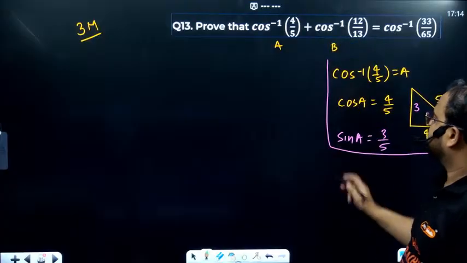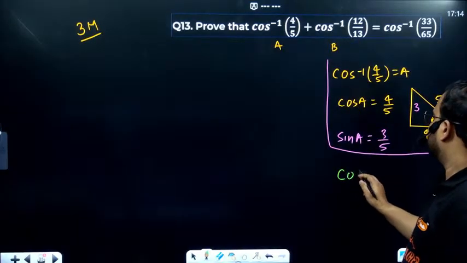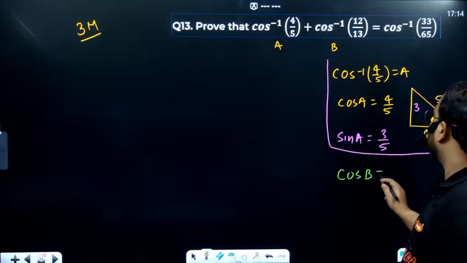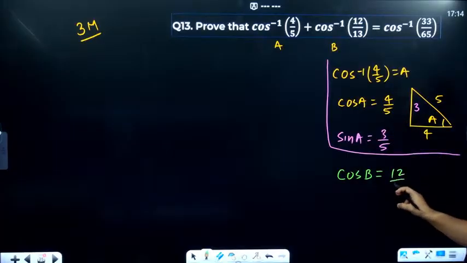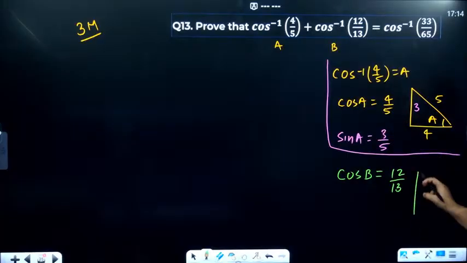Moving on. For the second one, what is that? In the same way, cos B this time will be 12 by 13. I'm writing just from here. 12 by 13. Same thing, draw a right angle triangle. This is, let's say, angle B.